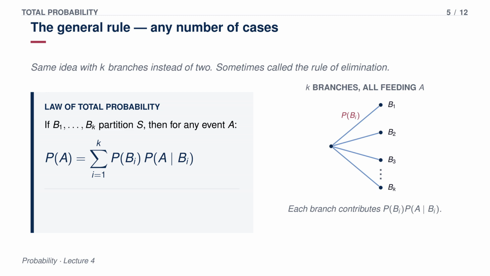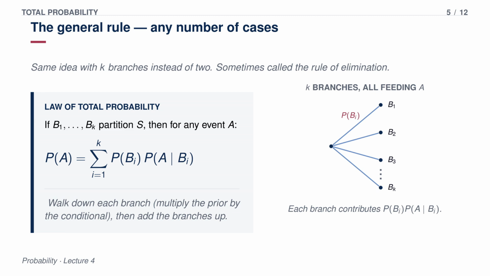If the events B1 through BK partition the sample space, then the probability of A is the sum over every branch of the probability of Bi times the probability of A given Bi. Old textbooks call it the rule of elimination, but total probability says what it does. It totals the event up across all the branches. Picture a tree with K branches, every one feeding into A, and each branch contributing its prior times its conditional. Add them all up, you've got the total.